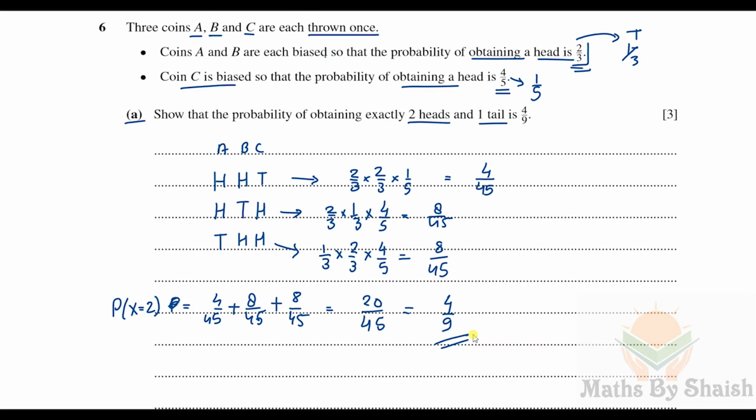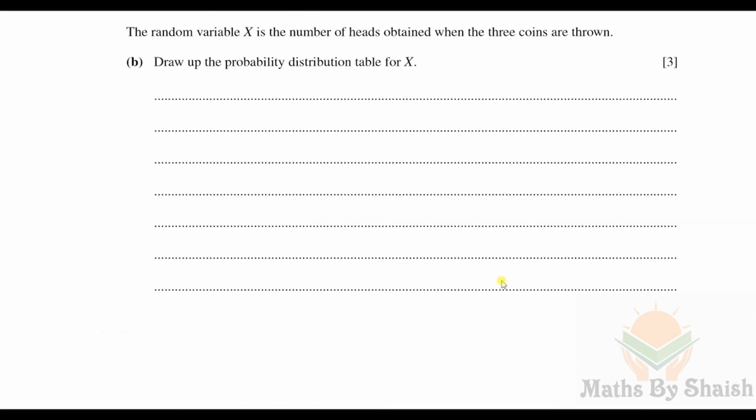Let's discuss the B part. Now the random variable x is the number of heads obtained when the 3 coins are thrown. Draw up the probability distribution table for x. Now x is given as the number of heads, so the possibilities for it would be, there would be no heads, there can be 1 head, or there can be 2 heads, and lastly there can be all the 3 heads.